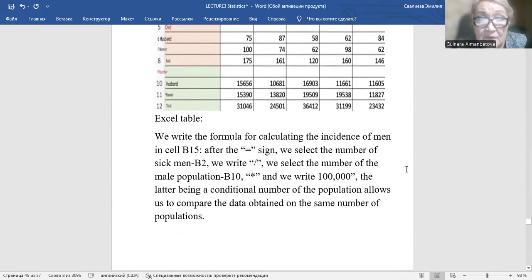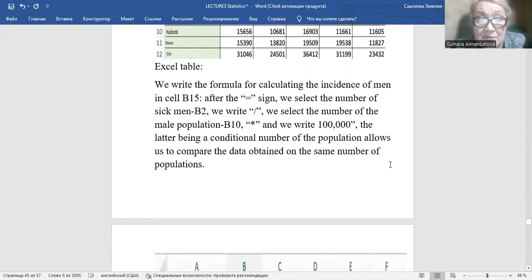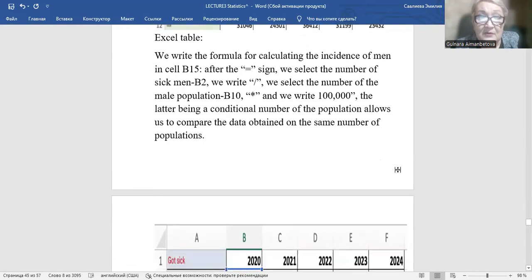We write the formula for calculating the incidence of men in cell B15. After the equal sign, we select the number of sick men, B2. We write slash. We select the number of male population, B10, and we write 100,000. The latter, being a conditional number of population, allows us to compare the data obtained on the same number of populations.